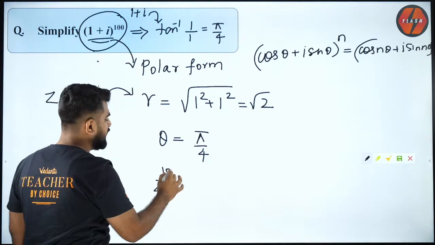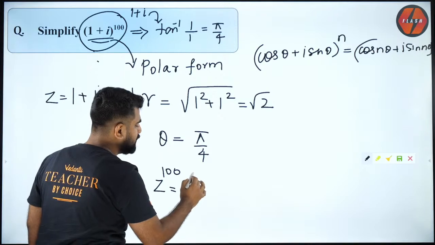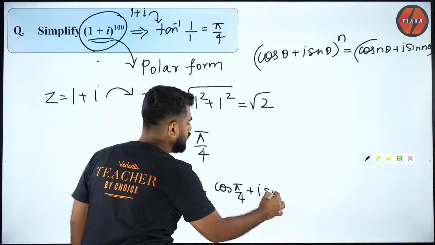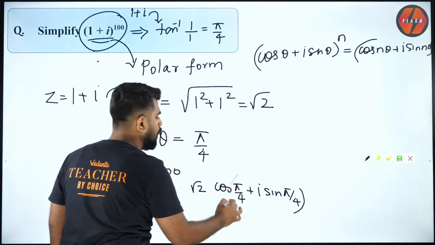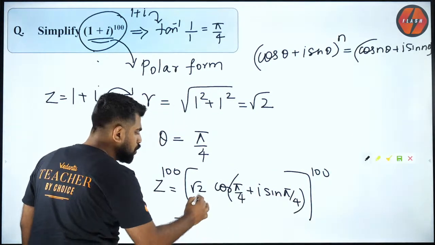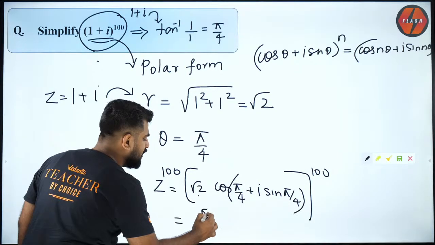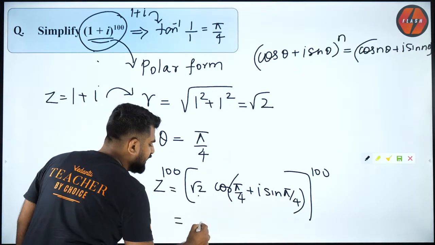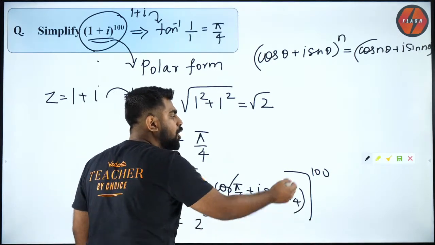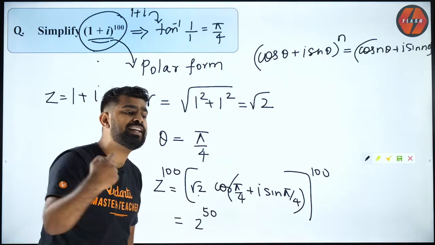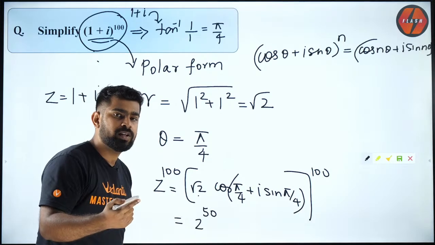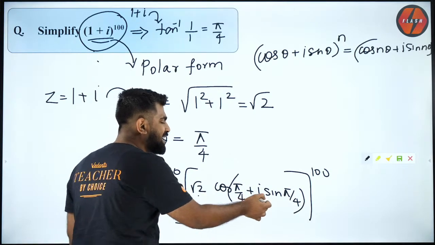to the power 100 as root 2 times of cos pi by 4 plus iota sine pi by 4, whole raised to the power 100. So that will be root 2 power 100, which will be 2 to the power 50, into cos pi by 4 plus iota sine pi by 4 power 100. Now I can use de Moivre's formula. Are you all clear? Now I can use that because I have cos theta plus iota sine theta.